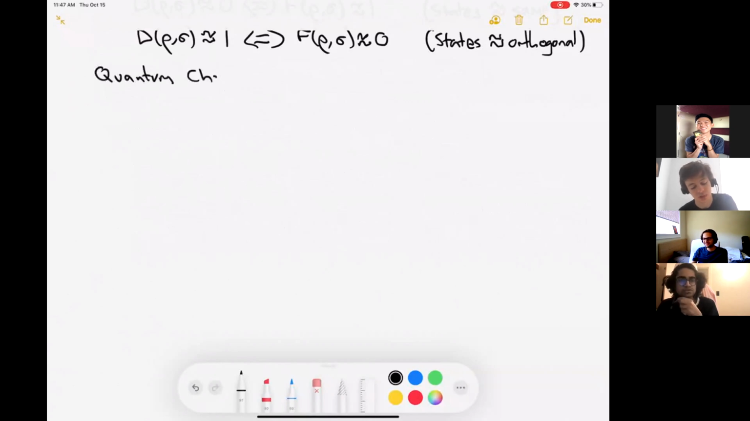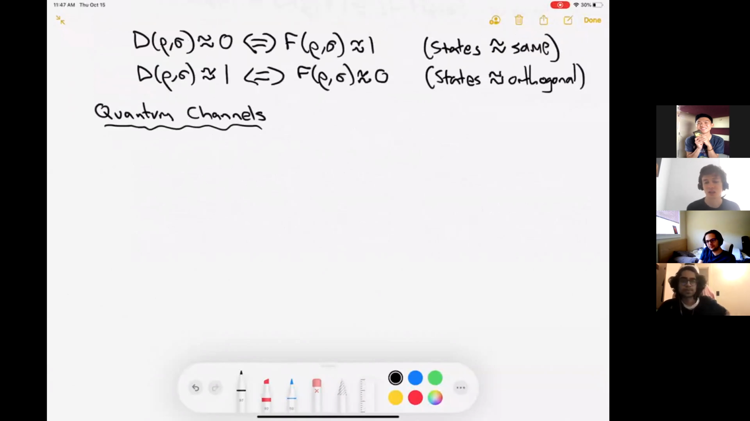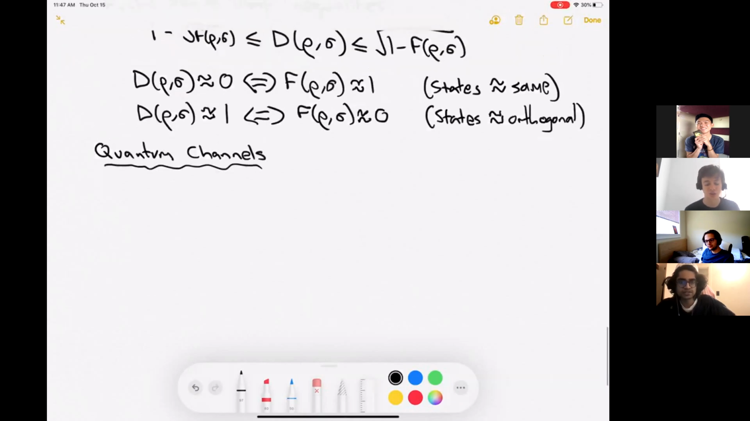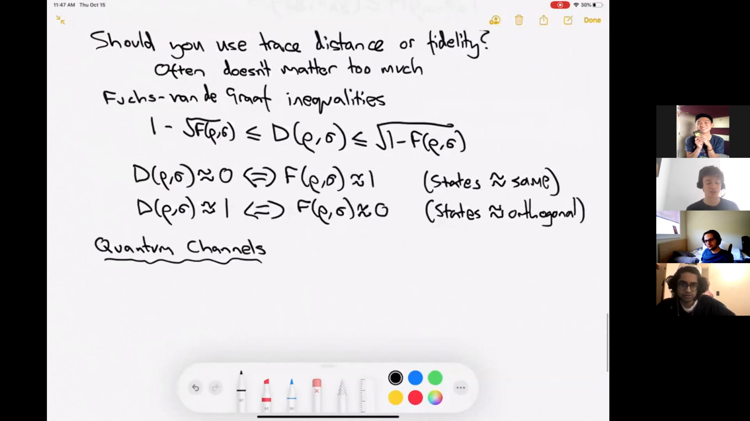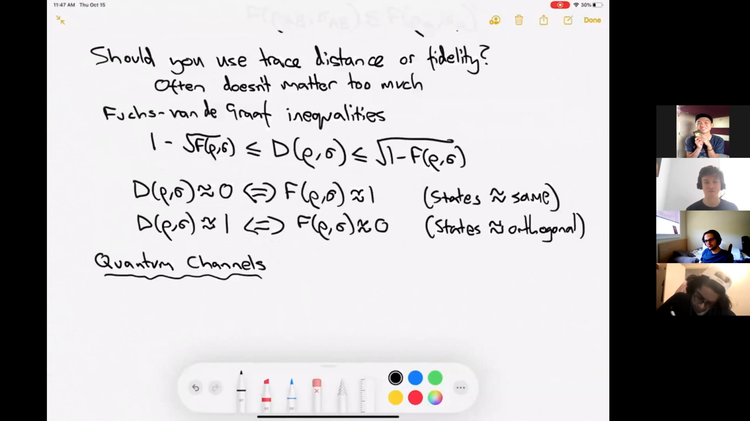Could I ask a quick question? Yes, absolutely. Any questions on fidelity or trace distance? Now's the time to ask. So we can view these density matrices as just matrices themselves. Could we use normal matrix norms, like the Frobenius norm? Yep. So the trace distance basically is, up to a factor of a half, the matrix 1-norm.